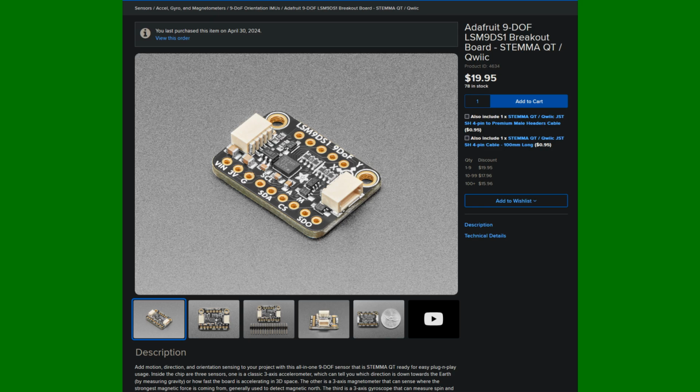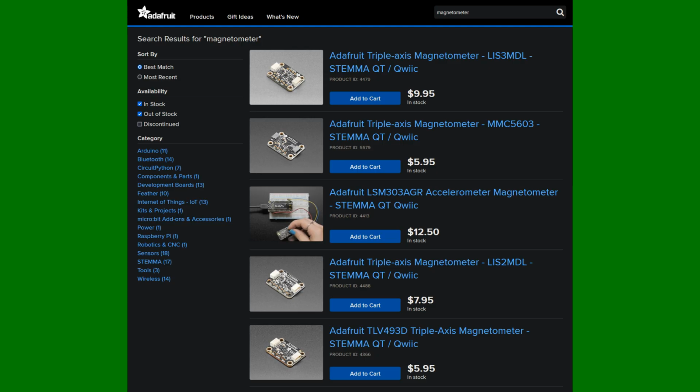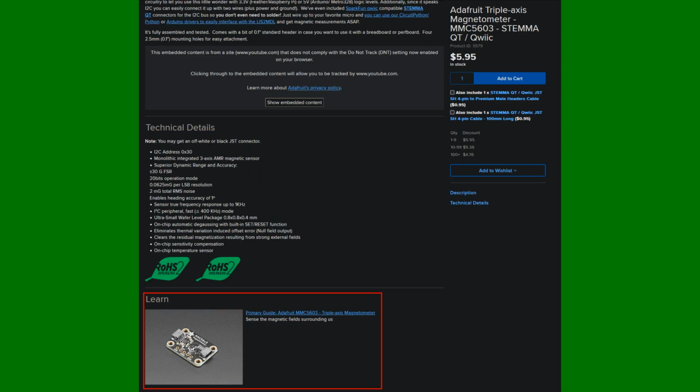If you just do a quick search on here, here's another one. This is only 595. That's just the single magnetometer. They've got all different varieties. I would do what I suggested to everybody else already. If you go on Adafruit's website, you go down to this Learn section, and you can find all sorts of information about this particular sensor, how to hook it up, what its sensitivity is and whatnot.